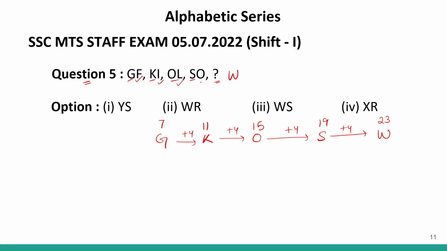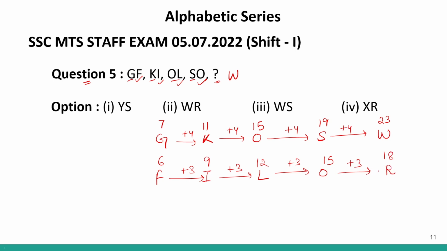Moving on to the next one. F, I, L and O. F is 6, I is 9, L is 12 and O is 15. So 6 to 9 is plus 3, 9 to 12 is plus 3 and 12 to 15 is also plus 3. We are moving forward by 3 positions. So here also I get plus 3. 15 plus 3 gives me the 18th position, and at the 18th position we have R. So my next element will be R. The missing elements will be WR, which is given in option number 2, and option number 2 is the correct answer to this question. Clear?